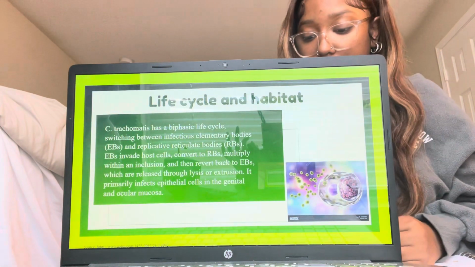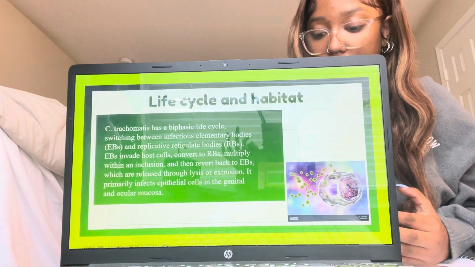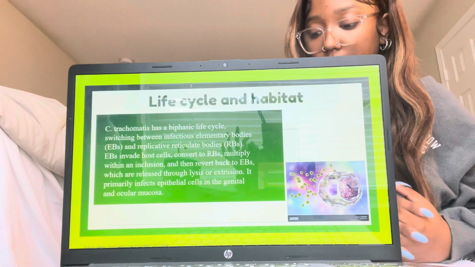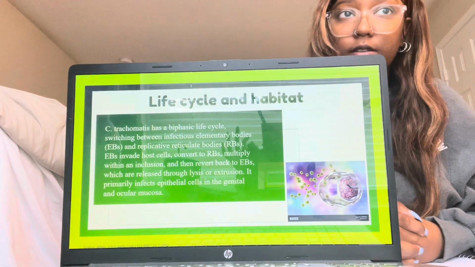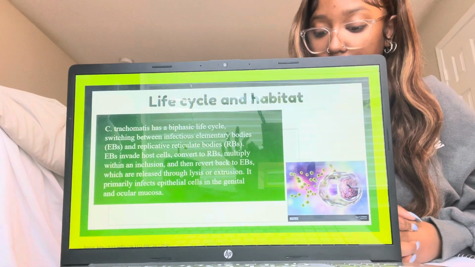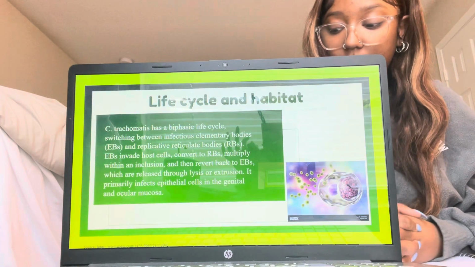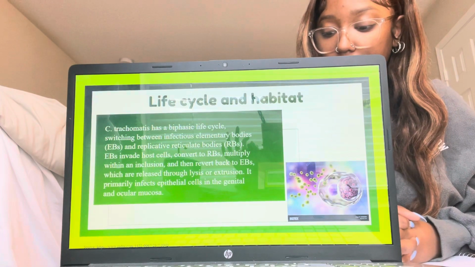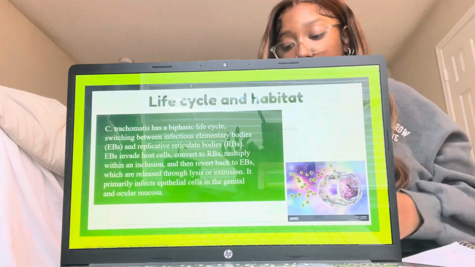Chlamydia's life cycle and habitat. Chlamydia has a biphasic life cycle, switching between infectious elementary bodies, also known as EBs, and replicative reticulate bodies, which are known as RBs. They multiply within an inclusion and then revert back to EBs, which are released through lysis or extrusion. It primarily infects epithelial cells in the genital and ocular mucosa.